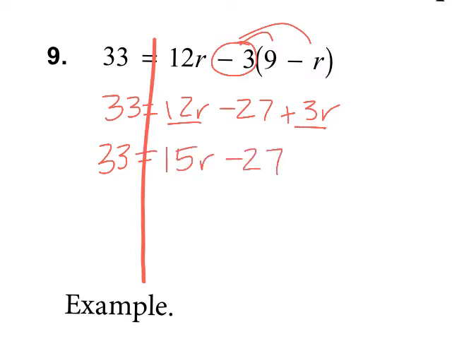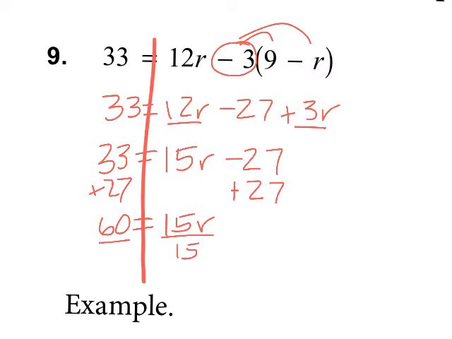So the 33 is going to hang out front. 12r and 3r makes 15r minus 27. Now that I've simplified as much as I can, I'm going to do my opposite operations. So I add 27 to both sides. That makes 60 equals 15r. Divide by 15. And r is 4.